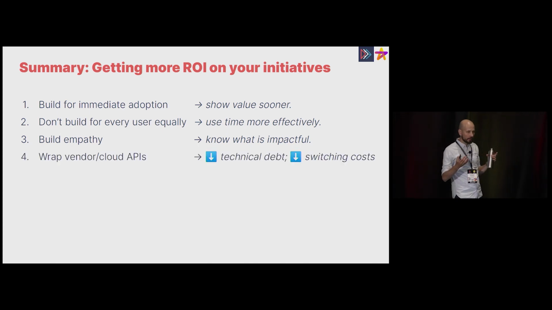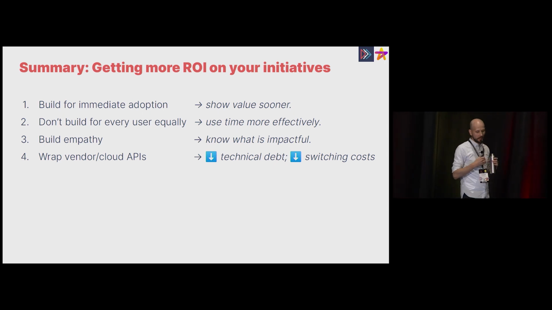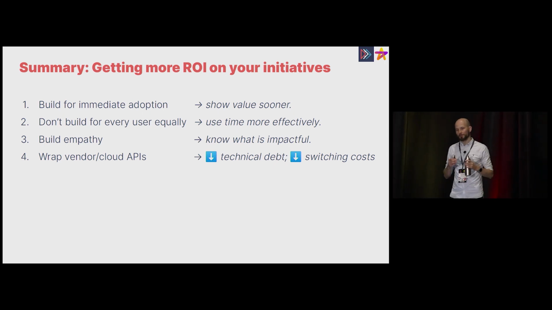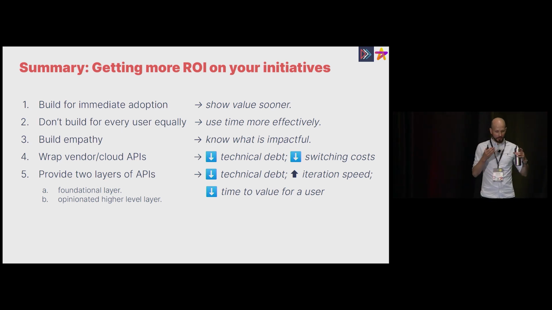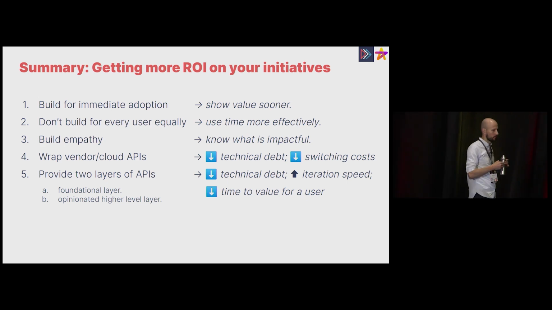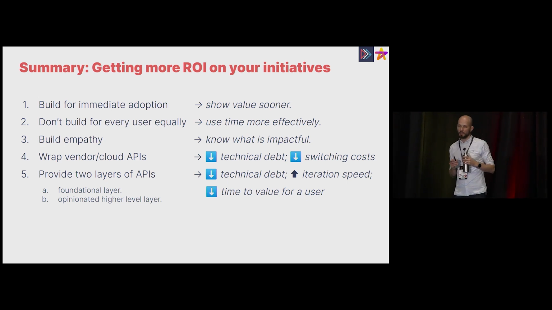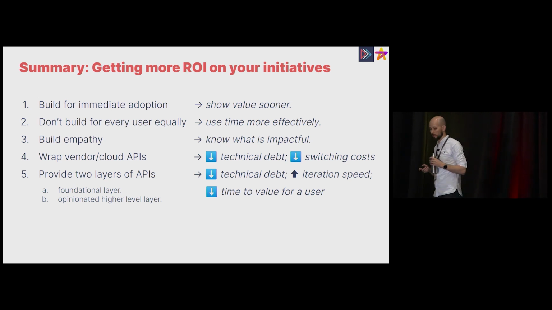And then from a tactical perspective, try not to expose vendor APIs directly. Wrap them if you can. This will help reduce your tech debt and switching costs. And then from a two-layer API perspective, really think about providing some sort of foundational API and then a high-level API on top. Again, it helps with the tech debt, your team's iteration speed, and also decreases the amount of time someone needs to get value out of what you're doing.